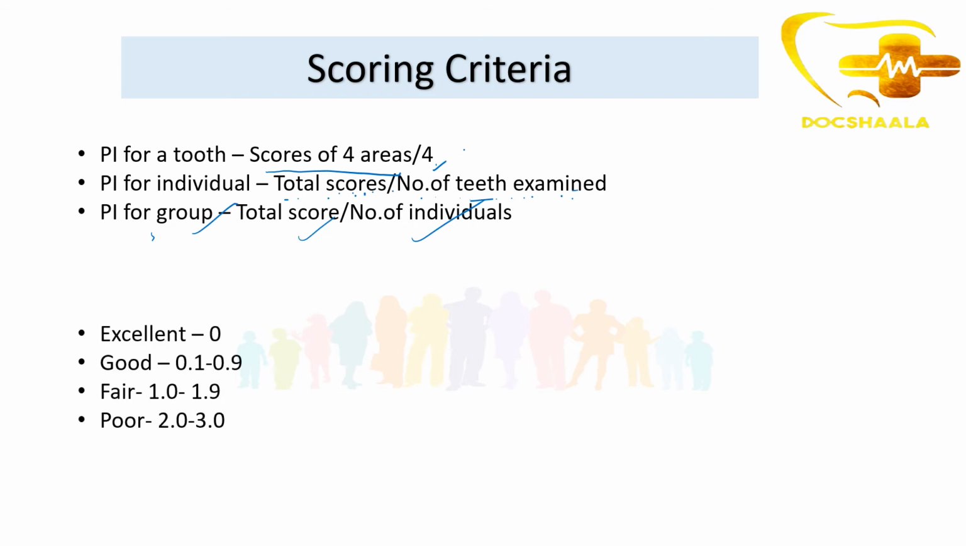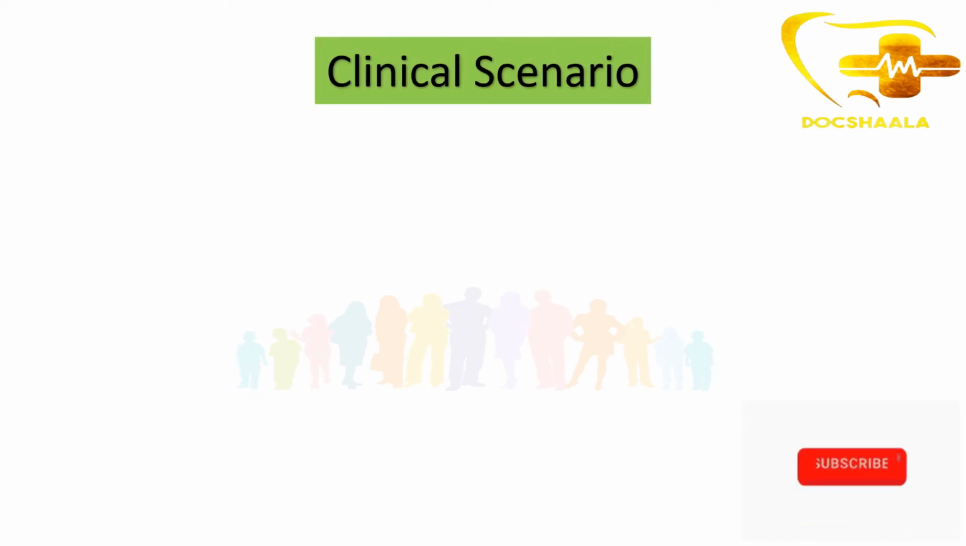Then once we do the plaque index, how do we interpret those results? Plaque index is excellent when we are getting a score of 0. It is good when the plaque index lies between 0.1 to 0.9. It is fair if it lies between 1 to 1.9, and it is poor if it lies between 2 to 3. This is also important. You should remember this.